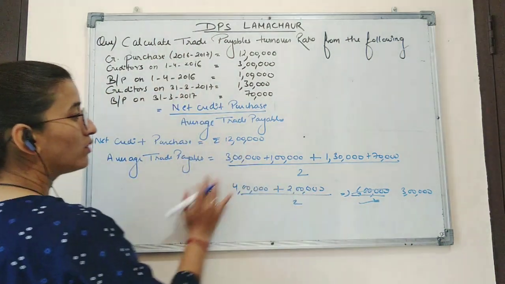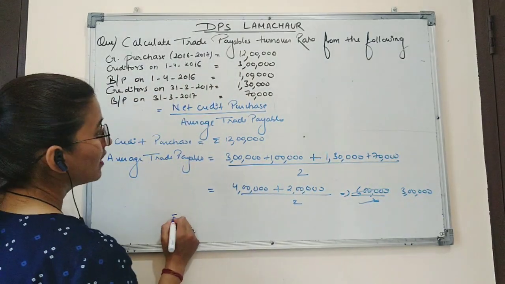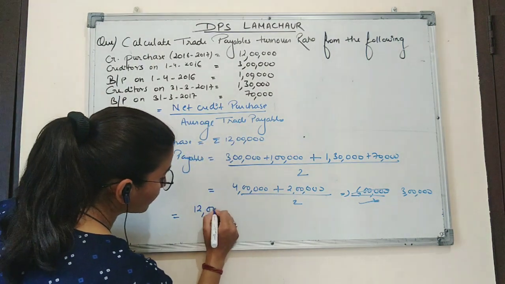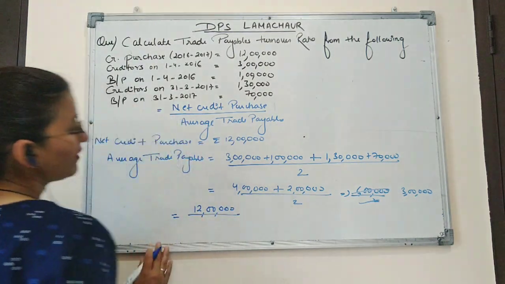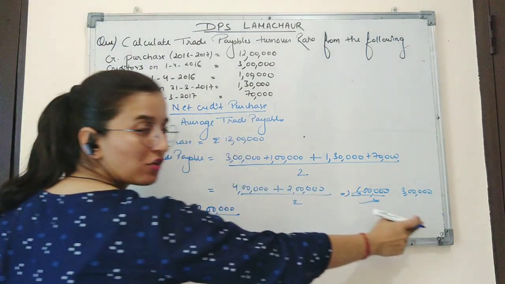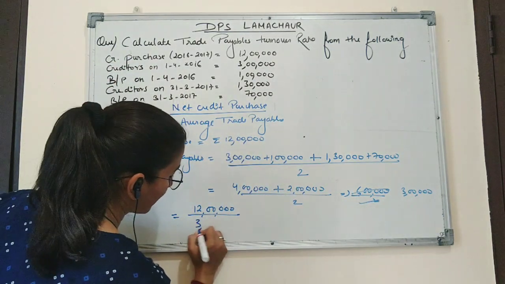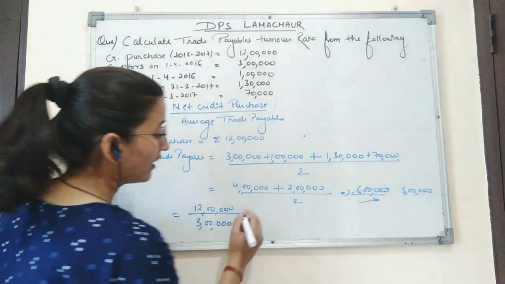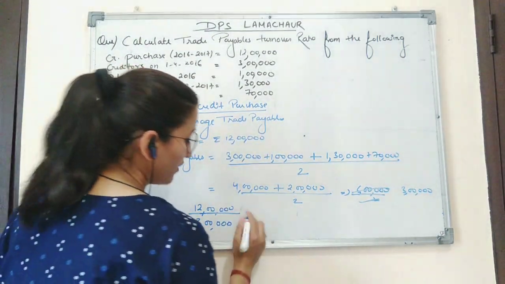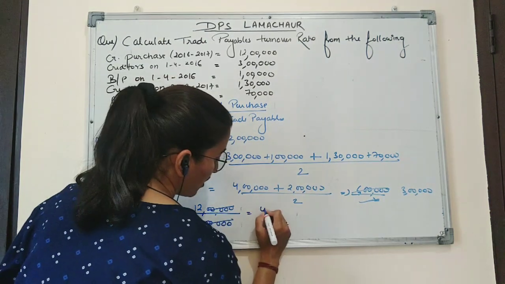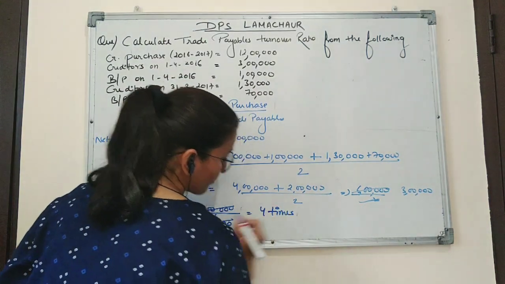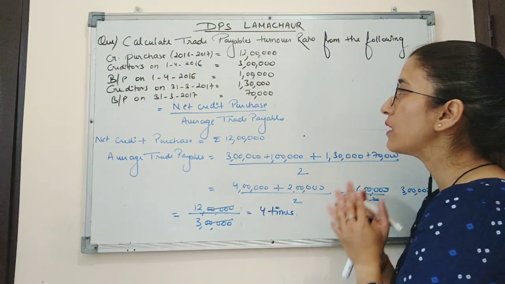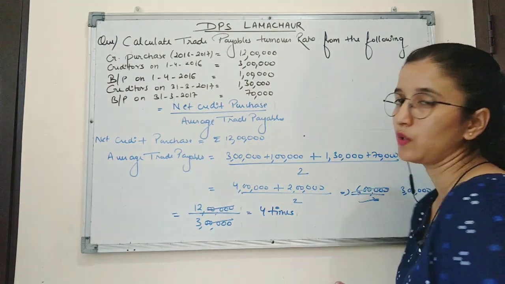Now we'll put this amount in the formula. Formula is net credit purchase. Our net credit purchase is 12 lakh rupees divided by average trade payables. Average trade payables is 3 lakh. So by dividing 12 lakh by 3 lakh, we get the trade payables turnover ratio as 4 times. So this is how a question based on the trade payables turnover ratio is solved.